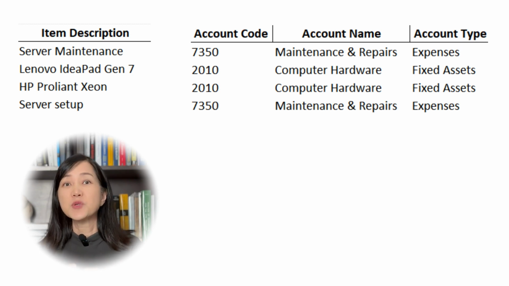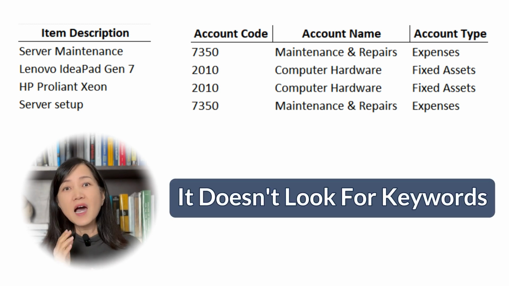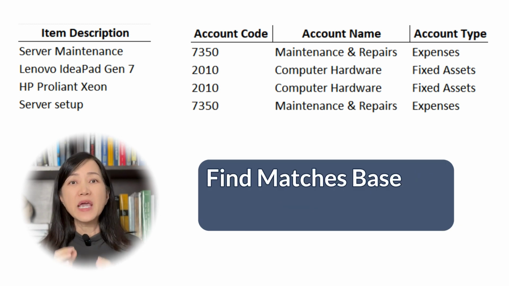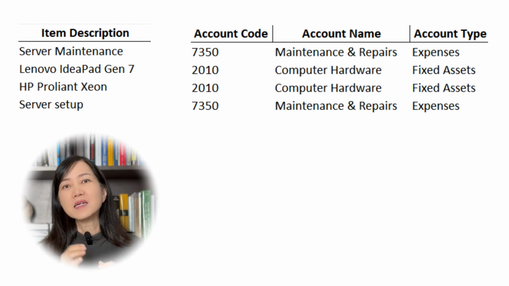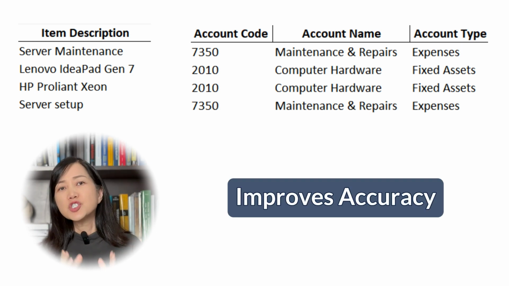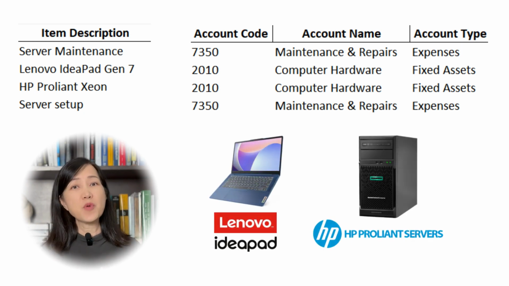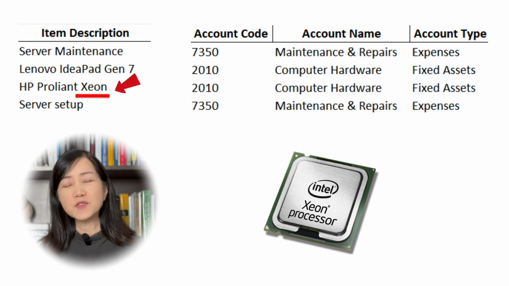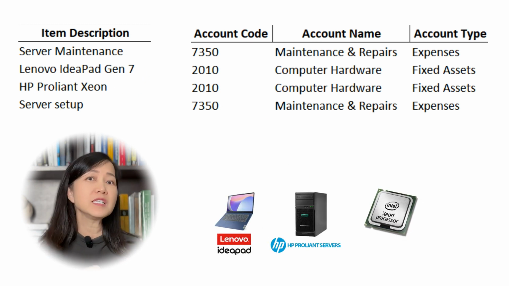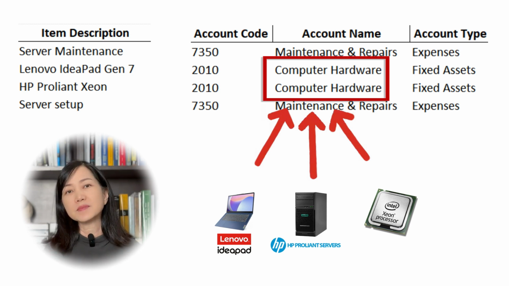This is where ChatGPT changes the game. It doesn't look for keywords. Instead, it understands the context behind the descriptions and finds matches based on this understanding. This approach really improves accuracy. For instance, ChatGPT knows Lenovo and HP are prominent computer brands, and Xeon is a type of server CPU. It uses this knowledge to intelligently deduce these items pertain to computer hardware.